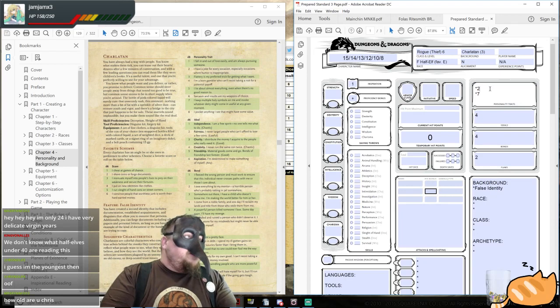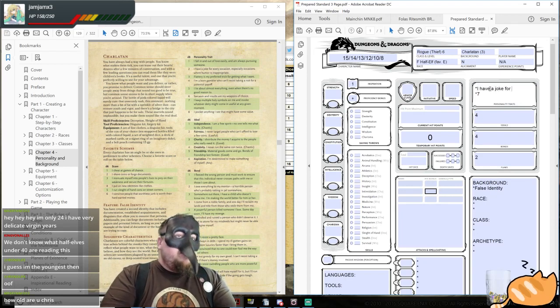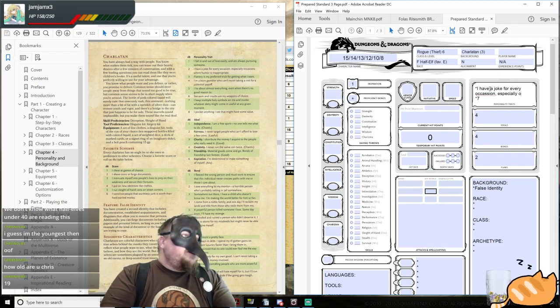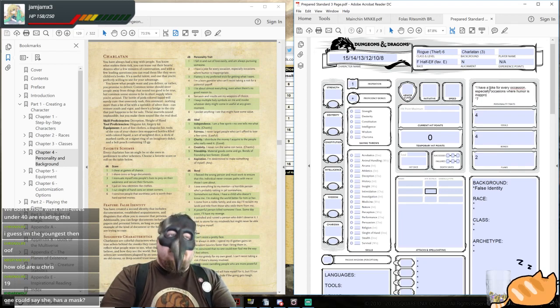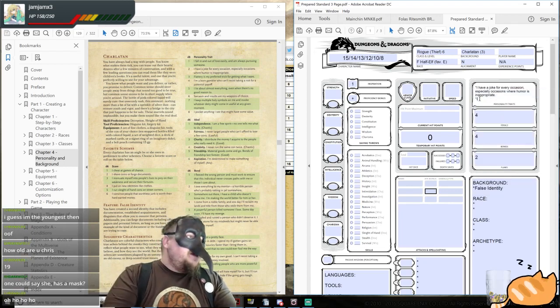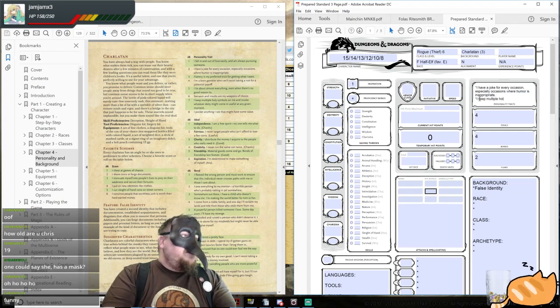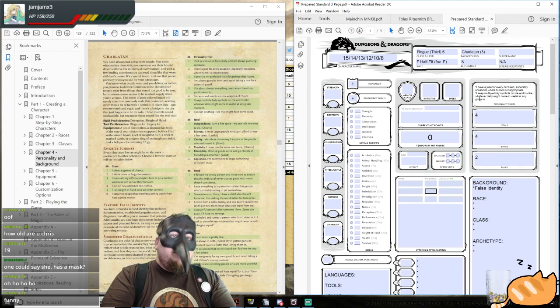Personality trait number 2. I have a joke for every occasion, especially occasions where humor is inappropriate. And 7, I keep multiple holy symbols on me and invoke whatever deity might come in useful at any given moment.